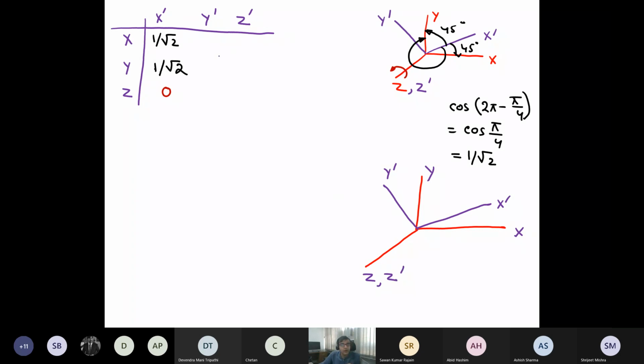Now I want to find the angle between y prime and x. So the angle between y prime and x is, let me change the color, this one. So this is equal to 90 plus 45. So cos of pi by 2 plus pi by 4. This is cos in the second quadrant, which I know is negative. So it is equal to minus cos pi by 4, which is equal to minus 1 by root 2.